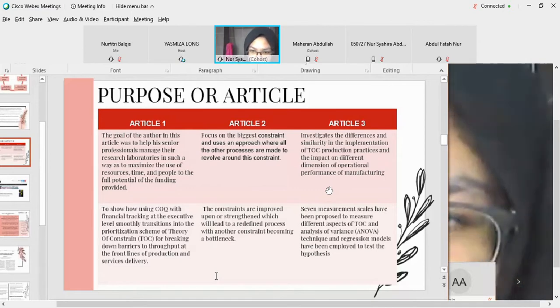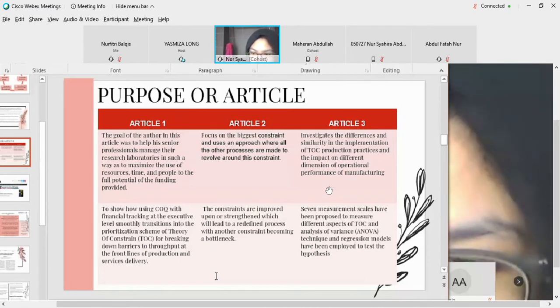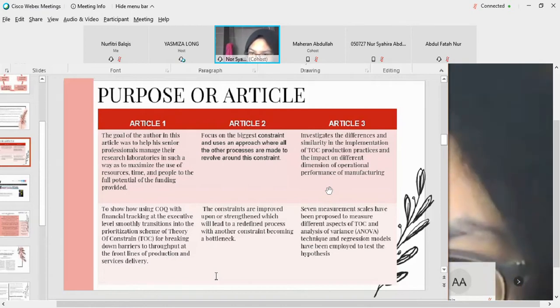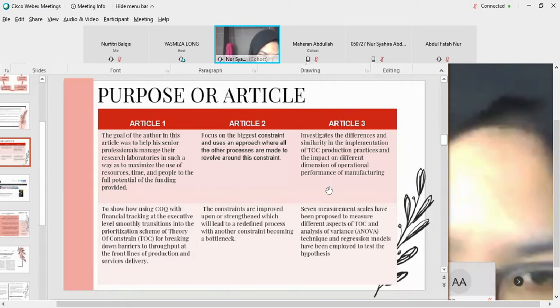For Article 3, it investigates the differences and similarity in the implementation of TOC production practices and the impact on different dimensions of operational performance of manufacturing. Seven measurement scales have been proposed to measure different aspects of TOC, and the analysis of variance (ANOVA) technique and regression models have been employed to test the hypothesis.